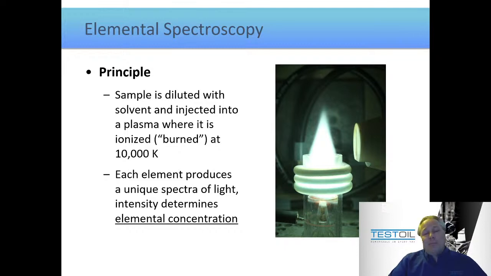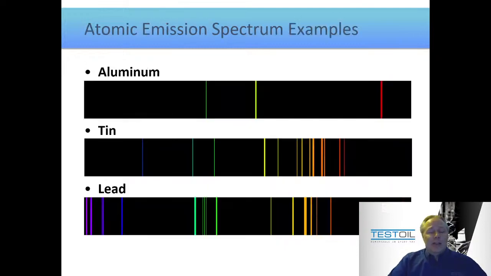To give you an example of what this instrument might see, here are three very similar physically appearing metals: aluminum, tin, and lead, all grayish silver colored metals. But to this instrument, as those elements are ionized, they give off radically different signatures, and we can analyze for those.